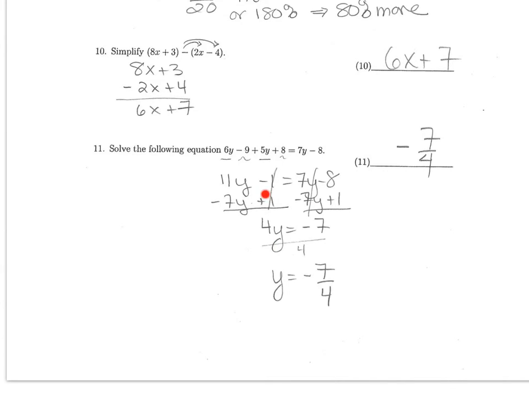While we're doing that, let's move the constants to the other side, so negative 1 plus 1 is 0. Don't forget to add the 1 to this side as well. Negative 8 plus 1 is negative 7. We've got the variable term isolated. Now we need to divide by that constant, which is 4 here, the coefficient, and divide that by 4. They divide out on the left to give you y. On the right, you get negative 7 over 4.